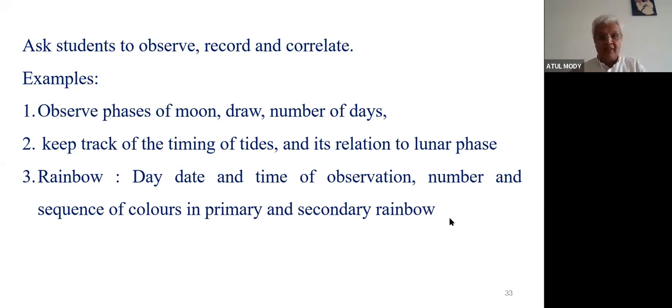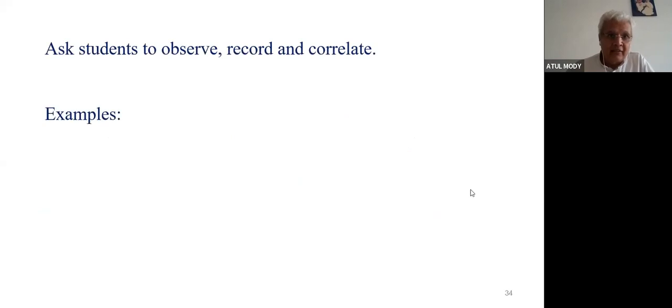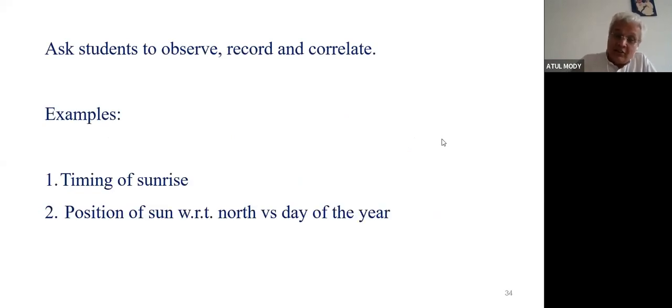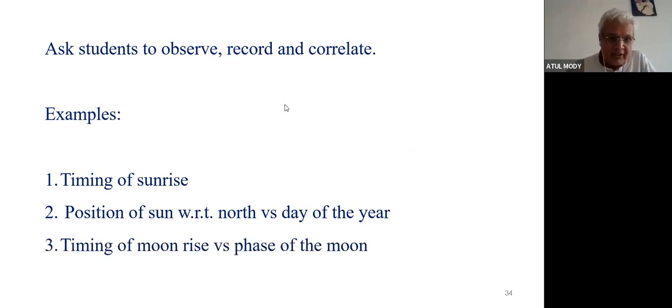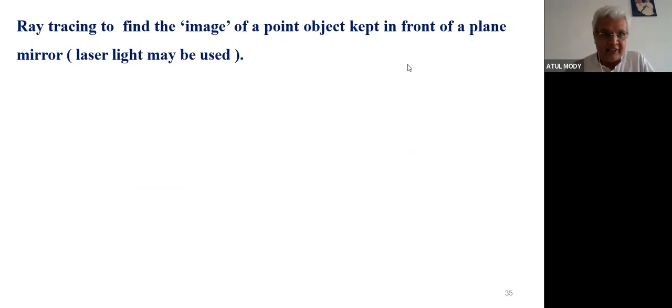This is for physics. Actually, there are plenty of things you can do for chemistry and biology. The timing of sunrise, day to day, starting with January 1st or whatever day school starts, you ask them. And you say, okay, with respect to north, just point your compass and find out at what angle the sun was rising. Correlate with your latitude. The timing of moonrise with respect to the phase of the moon. These are very natural activities which don't require mathematics or serious physics. I mean, they are activity based.